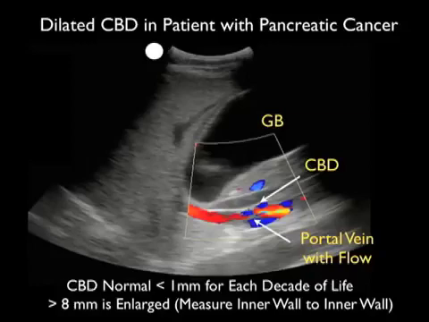the accompanying portal vein. Normal dimensions for the common bile duct is that it should be no larger than 1 millimeter for each decade of the patient's life. A common bile duct that measures across in diameter greater than 8 millimeters is universally enlarged. And when we measure the common bile duct, we're going to measure from inner wall to inner wall across the lumen of the common bile duct.